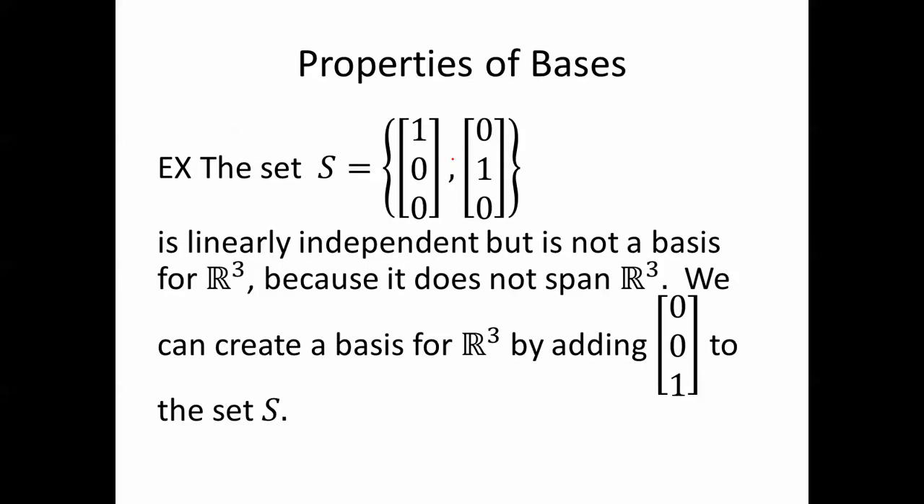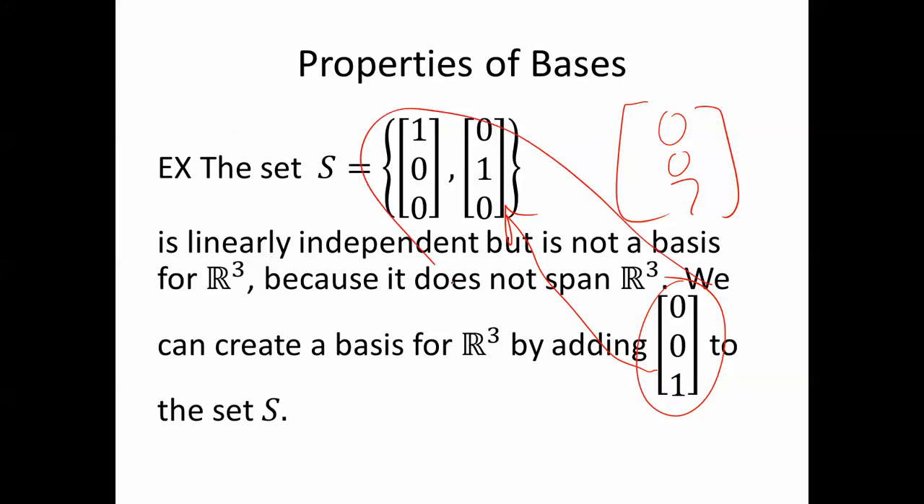For example, the set S equals {(1, 0, 0), (0, 1, 0)} is linearly independent, but is not a basis for R3 because it does not span R3. You can't express every vector in R3 as a linear combination of those. For example, just try to express (0, 0, 7) as a linear combination of those. You can't. We can create a basis for R3 by adding (0, 0, 1) to the set. Okay, now when you take these three vectors, you've got a basis for R3.